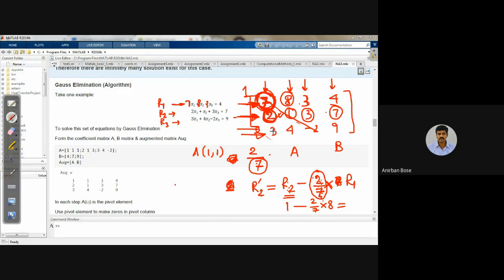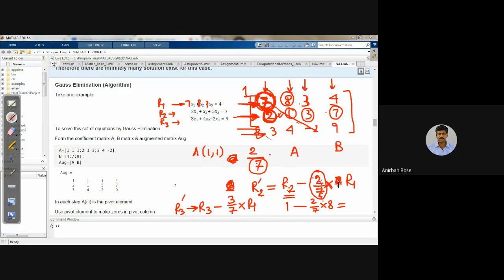And in this way, for the last row, R3 prime will become R3 minus this value, 3 by 7, into R1. Understood? Why 3 by 7? Because this 3 by 7, if you multiply with R1, it will convert the first quantity to 3. So it will become 3 minus 3 and it will become 0.